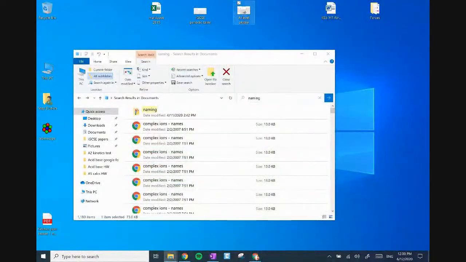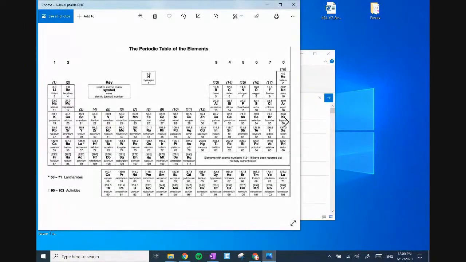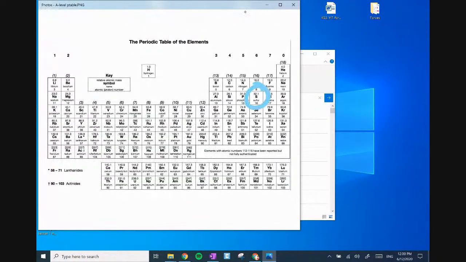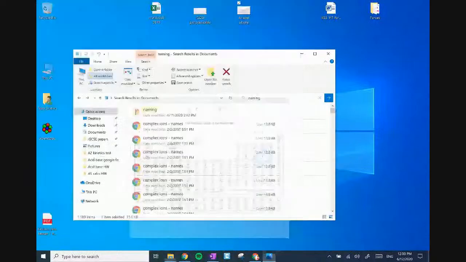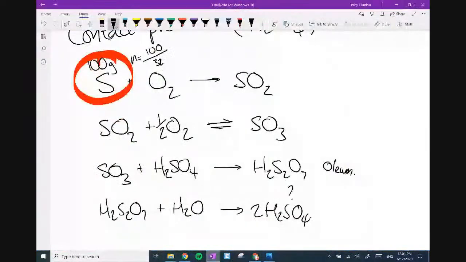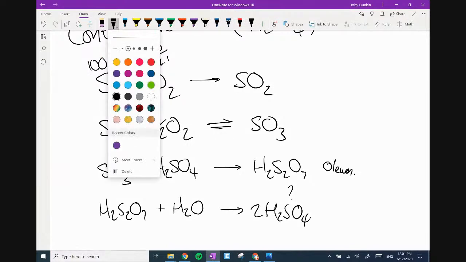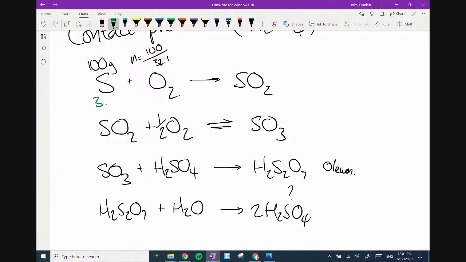Sulfur weighs 32.1, I believe. You've got to be careful with A-level because I've got a whole lot of decimals in my head. Sulfur, 32.1. So 100 divided by 32.1 gives me, I'll do this in green, 3.11 moles of sulfur going in.